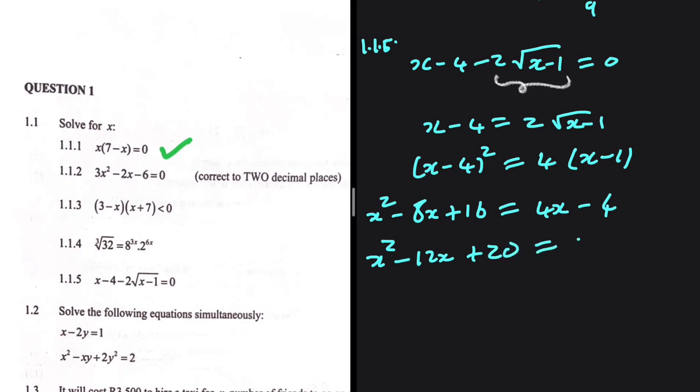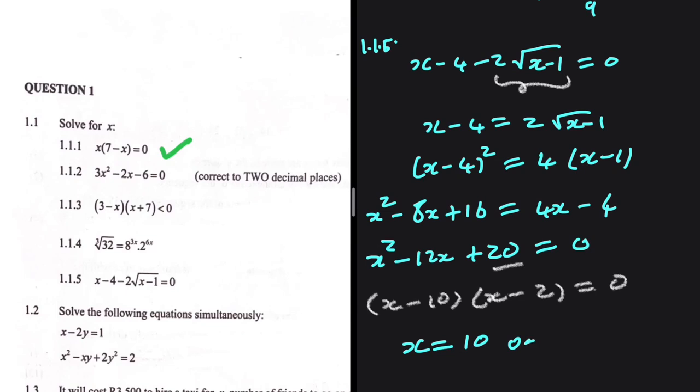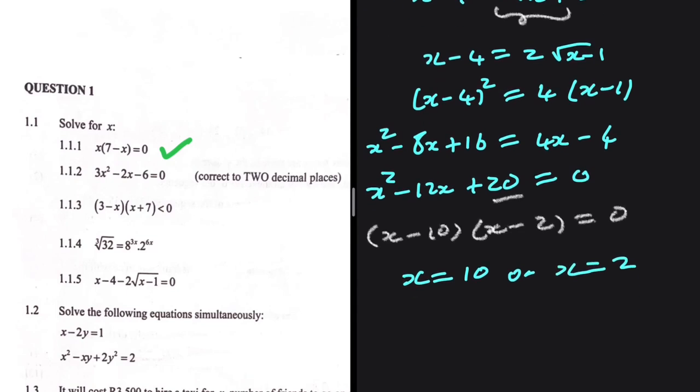being equals to 0. Factors of 20 that when we add we get minus 12, that is minus 10 and minus 2. So we're going to have x minus 10 multiplied by x minus 2 being equals to 0. It should be easy to see now that x can be equals to 10 or x can be equals to 2. But we need to check here whether all these solutions hold.